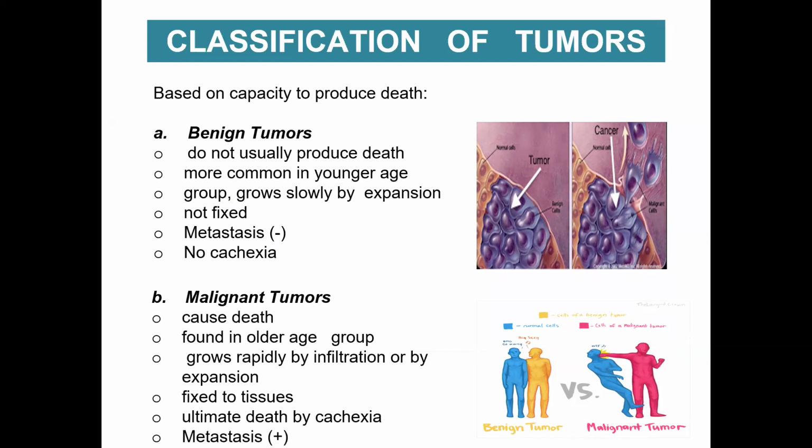As compared to your malignant tumor, they are the ones that cause death. They are usually found in older age group. However, we also have our malignant tumors isolated in the younger age. Now, for example, your papillary thyroid carcinoma. However, it has a good prognosis, but it is more common now in the younger age. Your malignant tumors grow rapidly by infiltration or by expansion. They are fixed to tissue and the ultimate death is usually due to cachexia. And of course, it is metastatic. It may metastasize.